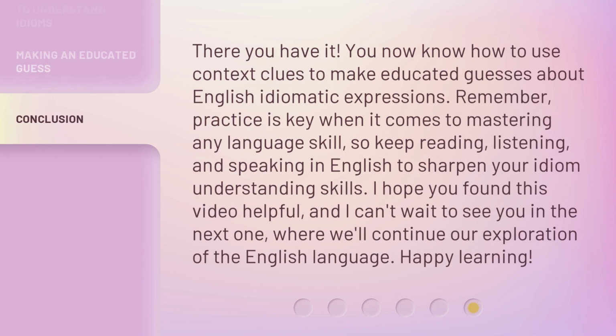There you have it. You now know how to use context clues to make educated guesses about English idiomatic expressions. Remember, practice is key when it comes to mastering any language skill, so keep reading, listening, and speaking in English to sharpen your idiom understanding skills.